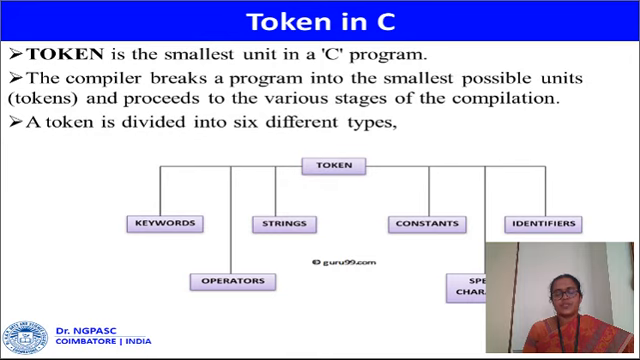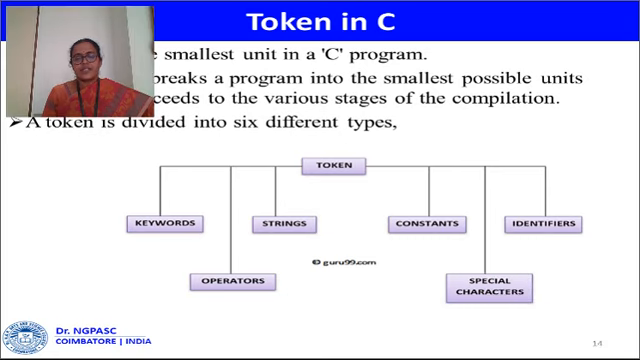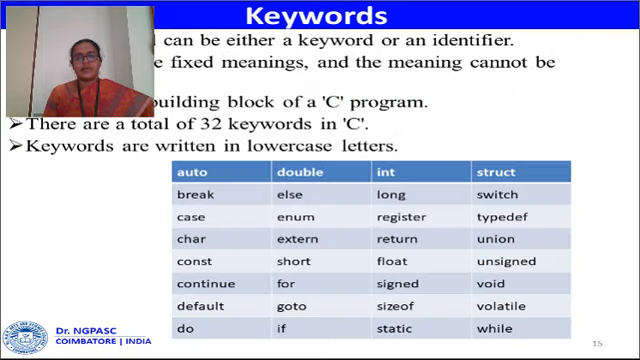The next thing that we are going to see is tokens in C. Whenever you are going to compile your program, it automatically breaks the program into the smallest possible units, which you call tokens, and then it proceeds to the various stages of compilation. A token is divided into 6 different types, that is keywords, operators, strings, constants, special characters, and identifiers.